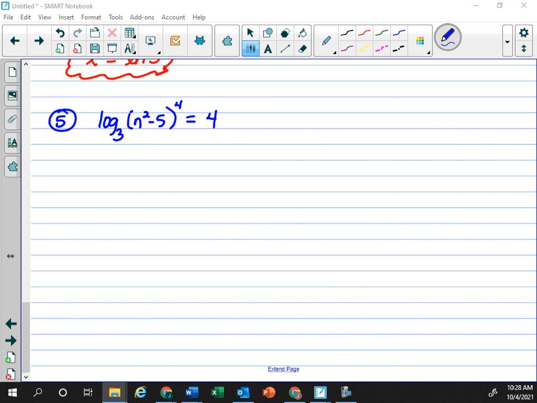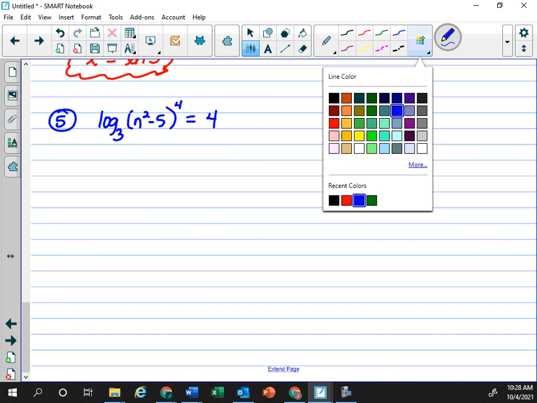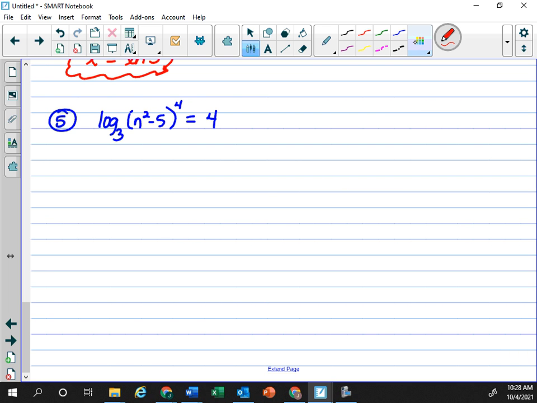Okay, guys. So this one, again, it looks different, right? We have one log on one side and we have just a constant on the other side. Could I rewrite this as an exponential function? Okay, I'm asking because yes, you can. What would it be as an exponential function? 3 to the 4 Yep. equals n squared minus 5. Yes. And now this is one approach that we could do.